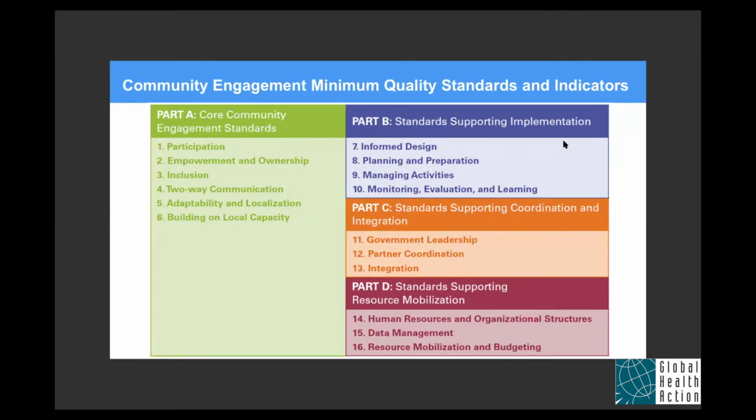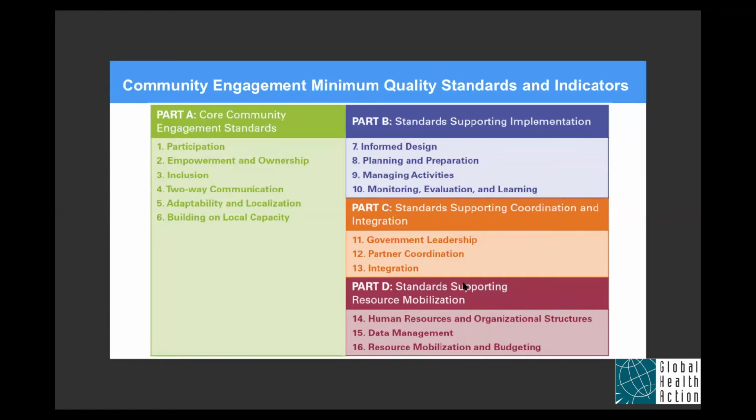So this is just a summary of what the core community engagement standards are. And in the actual document, for each of these 16 standards, the way that the document addresses it is that there is a definition provided. And of course, during the consensus building process, we looked at multiple documents and how we frame it to make it as inclusive as possible.